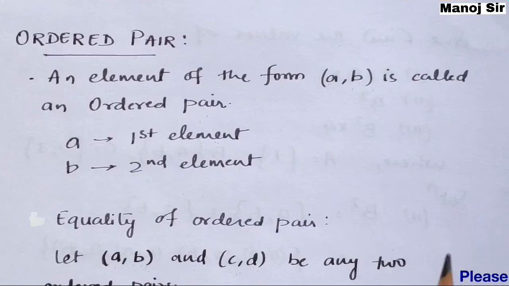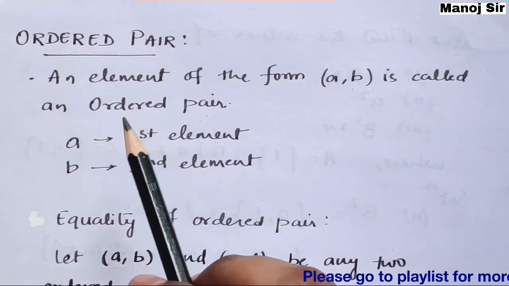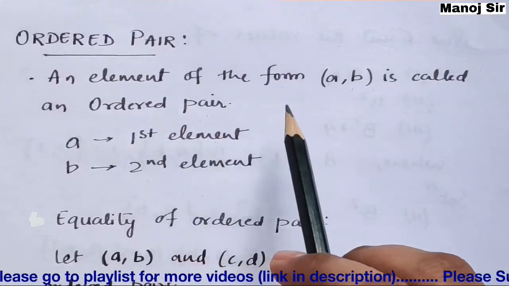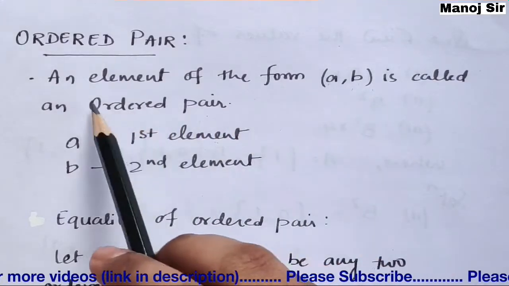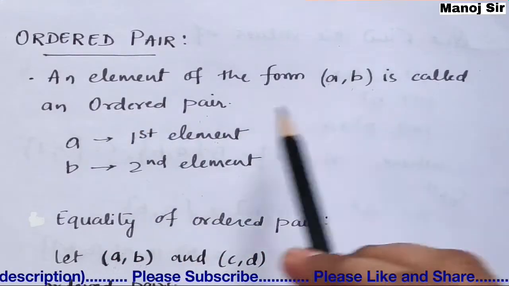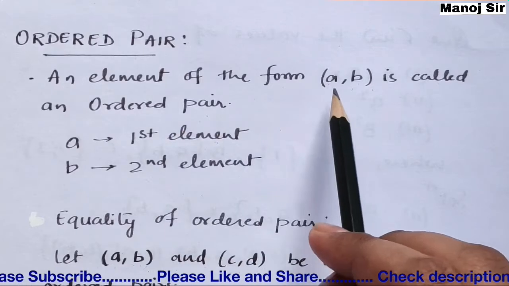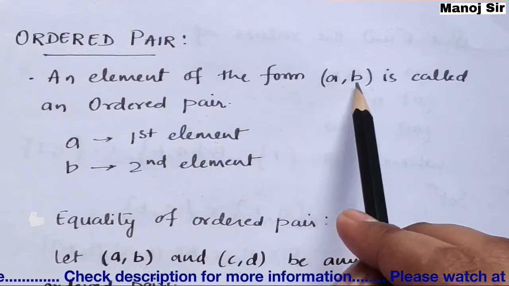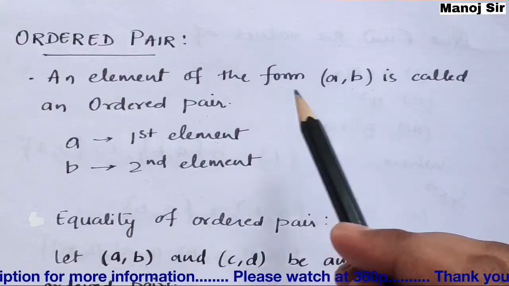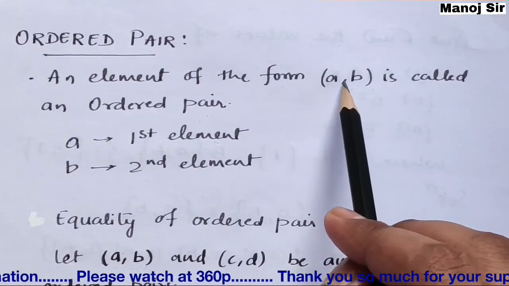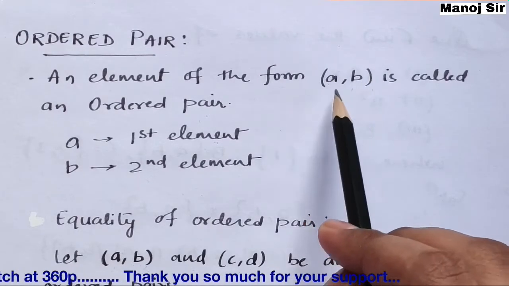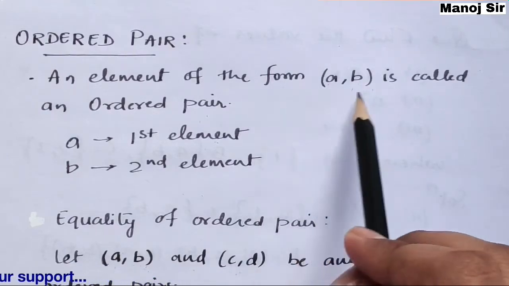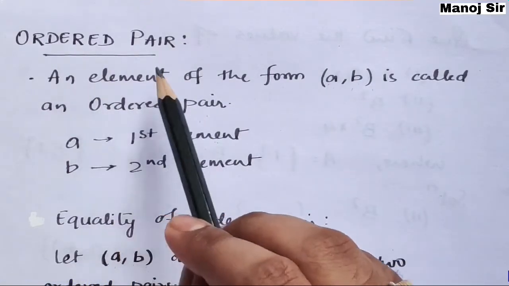With this we will start our topic, that is what is an ordered pair. An element of the form a comma b is called an ordered pair. Here you can see how we write an ordered pair, that is (a, b). Both the numbers, letters, or any objects are separated by a comma and enclosed with a bracket. This is not a curly bracket, it is a simple bracket. This is how we need to show an ordered pair.